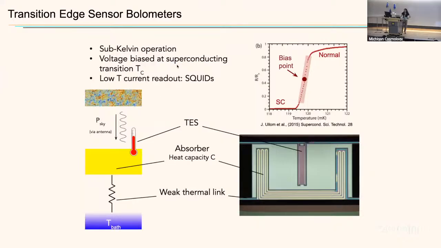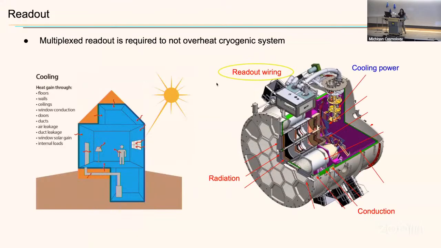We need some device to read out TESs, and we typically use superconducting quantum interference devices, or SQUIDs, and we'll talk about that in a little bit. Readout is an important consideration here. We talked about this house metaphor before and how you don't want too many wires going in to heat up your system. And this is where multiplexed readout comes into play.